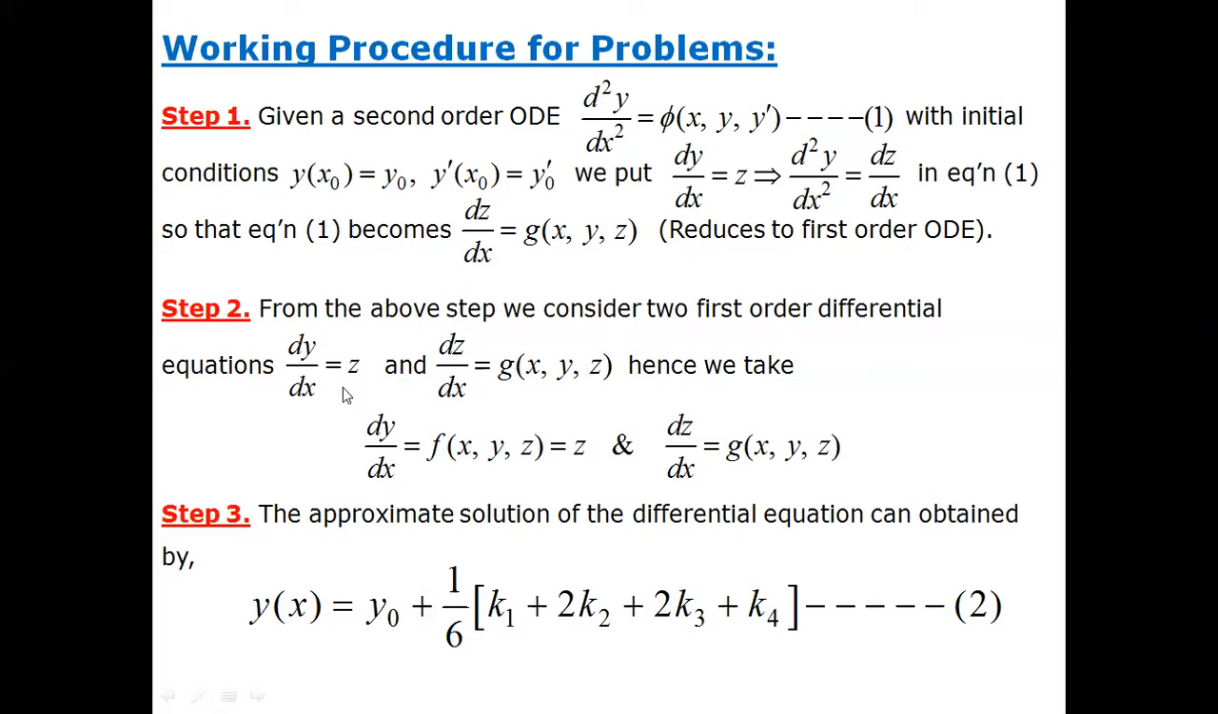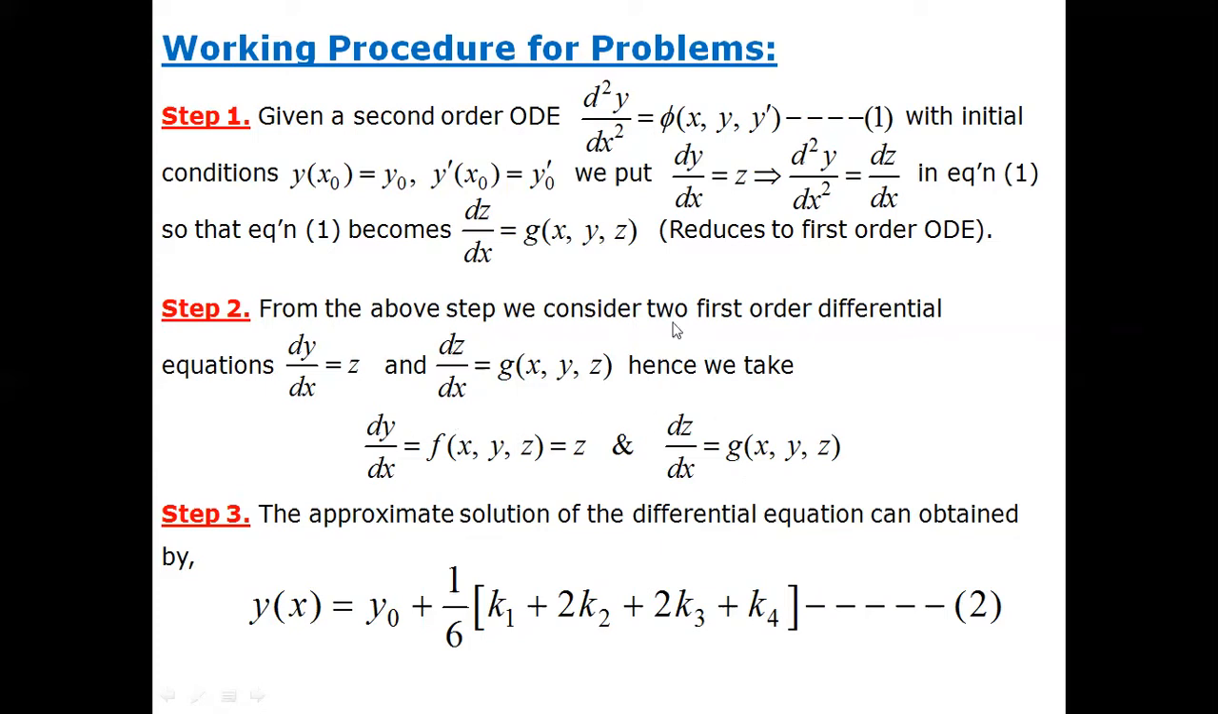So let us consider dy by dx equals z and dz by dx is equal to g of x comma y comma z. Now once you consider these two first order differential equations, I'll just rewrite the equations like this. This dy by dx, I'll take as f. So I'll write f is equal to z. And this one I will take as g, it is already considered as g, I'll write it as it is. So the first differential equation will be taken as f and the second one will be considered as g. This is what we have to do in step 2.